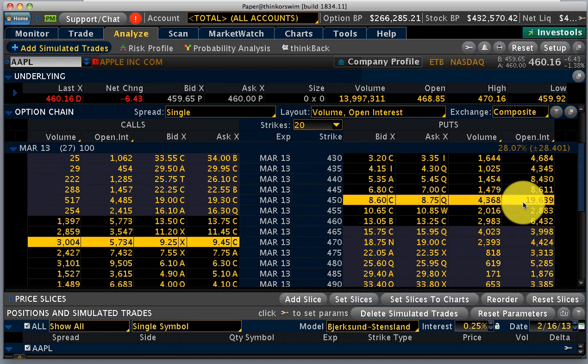Because remember, all options have to be closed out on the date of expiry. So if you get into an option that has very low liquidity, that has very low open interest, and open interest is a cumulative total of the volumes that have happened so far, it actually represents the number of contracts that are still open, that have not been closed out.